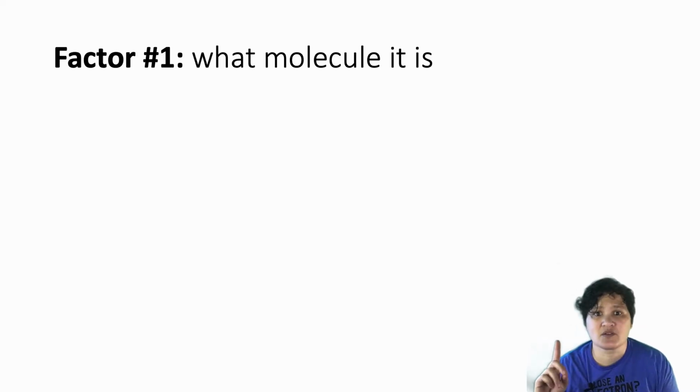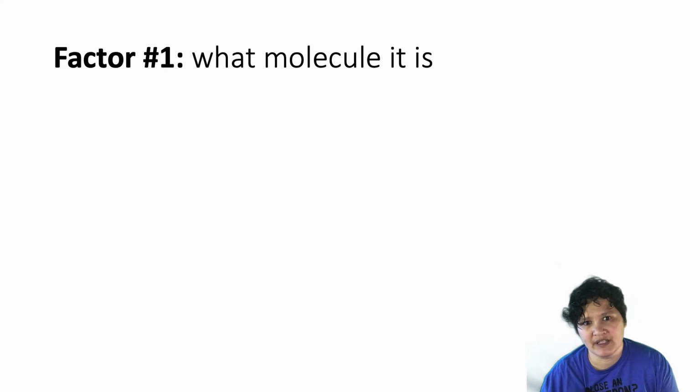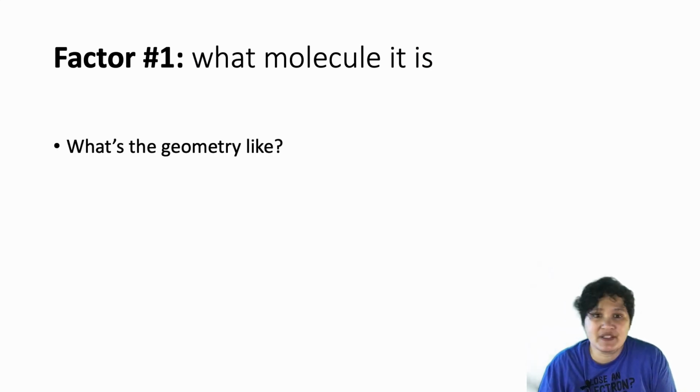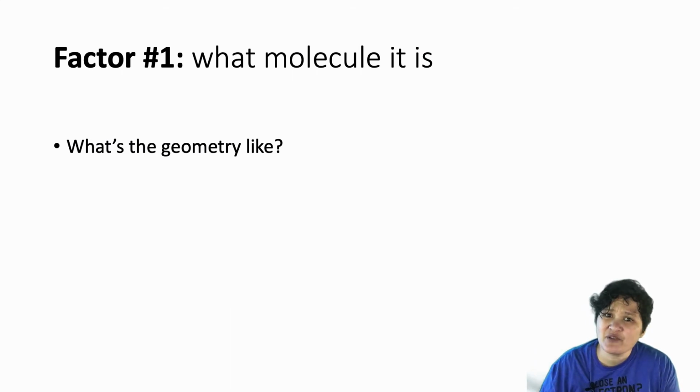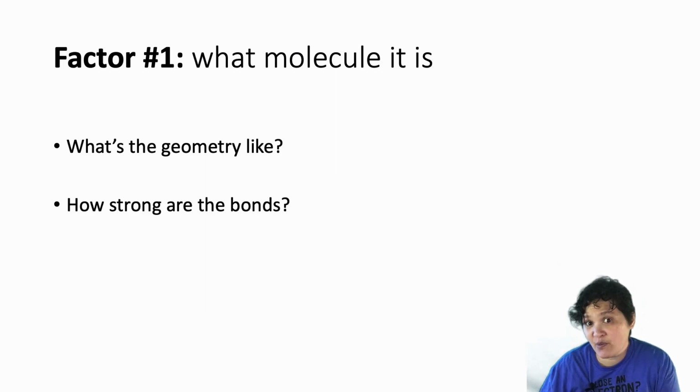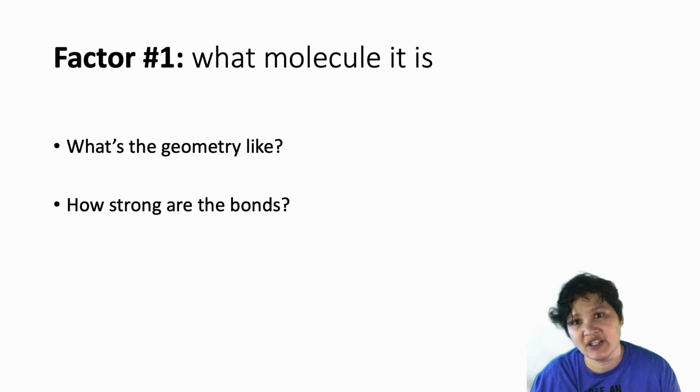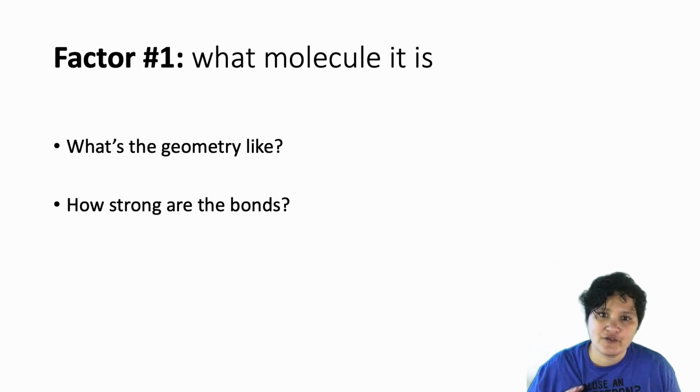Factor number 1 is, what does your molecule look like? For example, what's your geometry like? If you have a molecule that's perfectly symmetrical, maybe it doesn't matter as much which direction your other reactant hits from. How strong are the bonds? If you have double bonds, those are harder to break than single bonds. So you would have a higher activation energy, which means it's harder to have effective collisions and you will have fewer of them. So the first thing is really just looking at the structure and geometry of your reactants.